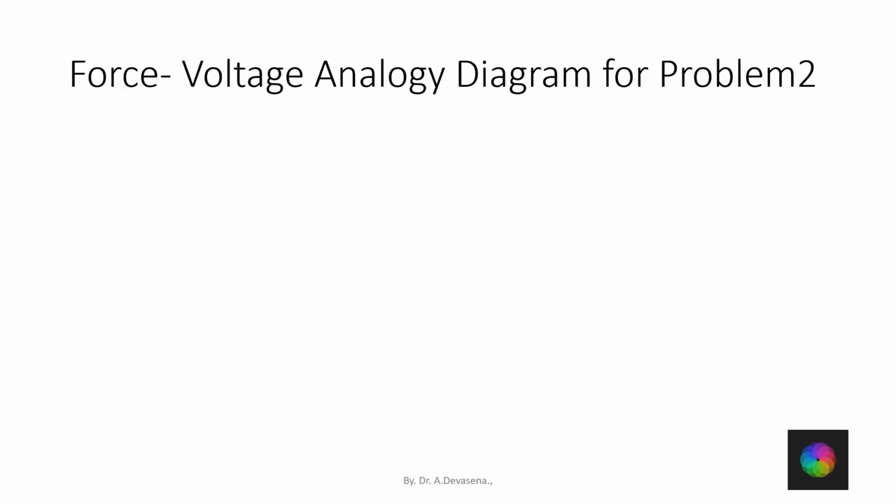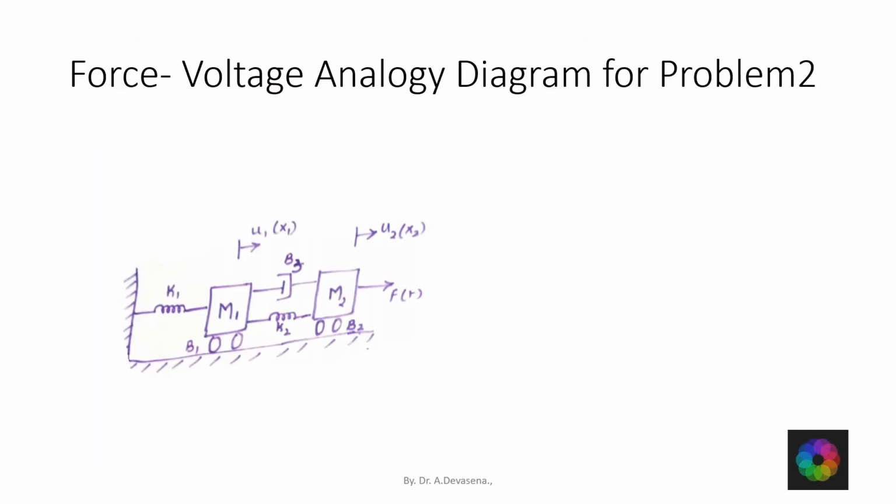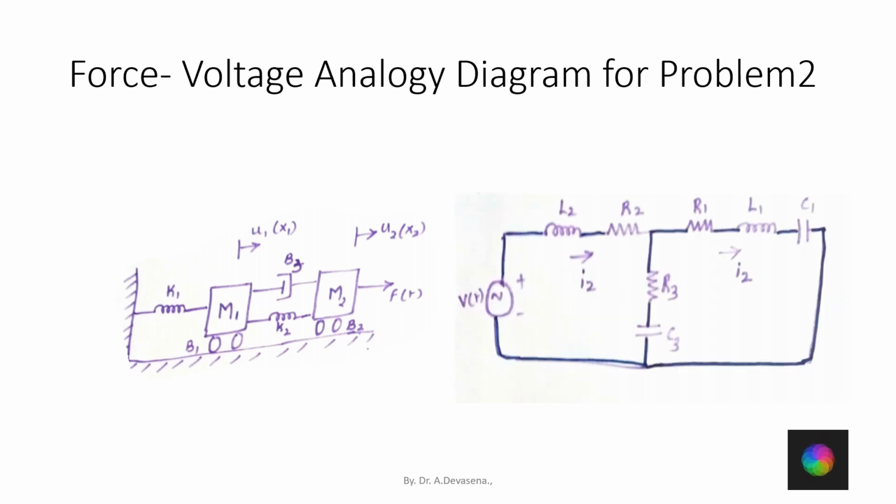Force voltage analogy diagram for the problem 2. This is the given mechanical translational system. For this mechanical translational system, the corresponding voltage analogy diagram in the mesh analysis of electrical system is represented here. Here, in this mechanical translational system, we have two masses M1 and M2. So, this is analogous to two loops in the mesh analysis diagram. It is indicated in the diagram.